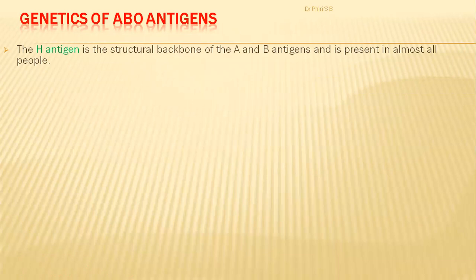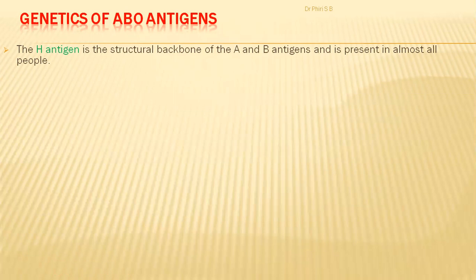But what you need to know here is that the H antigen will form the backbone for A and B antigens. So in terms of structure, the A and B antigens have a backbone of H antigen. And then on top of that, depending on the type of carbohydrate molecule that is added to it, it can either be A antigen or B antigen. So we'll look at the carbohydrate moieties that can be added to the H antigen for it to be transformed into A or B antigen.